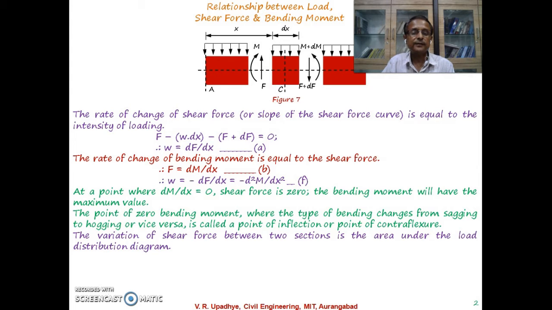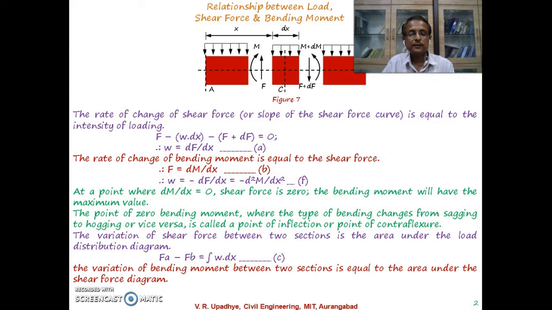The variation of shear force between two sections is the area under the load distribution diagram. So we have discussed that Fa minus Fb is the integral of w dx, and also the variation of bending moment between two sections is equal to the area under the shear force diagram. So that is Ma minus Mb gives the integral of F dx. So these different equations and the theoretical part we have discussed earlier give us the relationship between load, shear force and bending moment over the length of the beam.